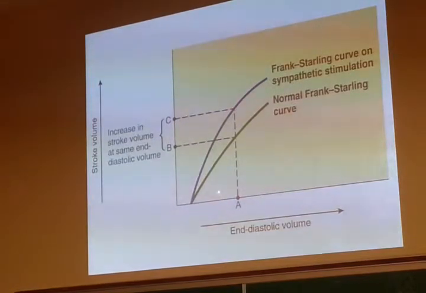Drop end diastolic volume down, and then get these other points on this part of the curve. Move end diastolic volume up and get these points on the sympathetic influence curve. What they then describe this as is a shift to the left. The normal curve moves to the left. It's also elevated, so that at each end diastolic volume you have an increase in stroke volume above the norm.